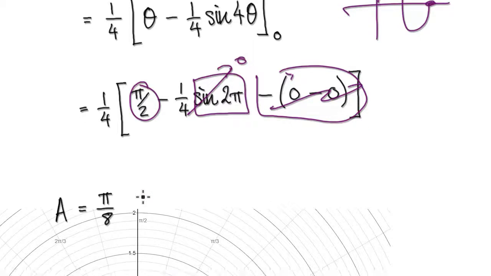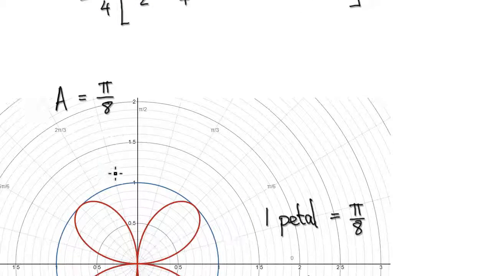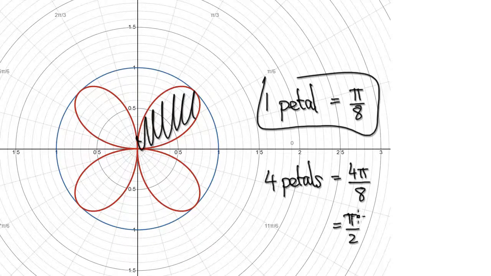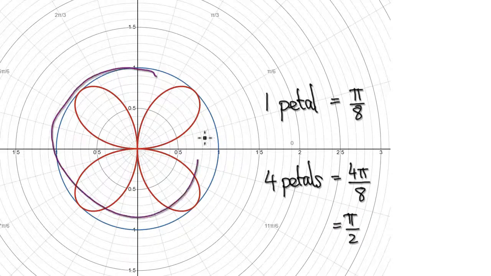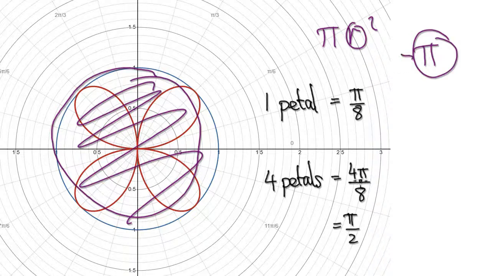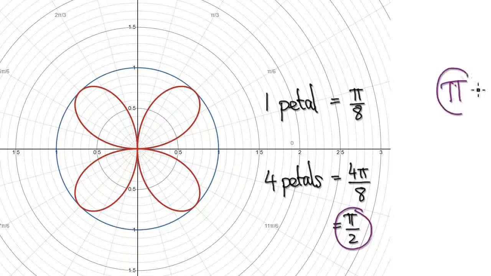So that will then give you, this times this would be pi over 8. So the area of 1 petal is actually pi over 8. So 4 petals would be this thing here. And remember, the area of a unit circle is pi r squared. The radius is 1. So the area of a unit circle is pi. So you can see that 4 petals is half the area of a circle.